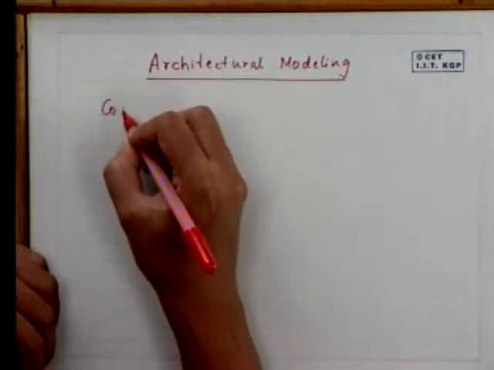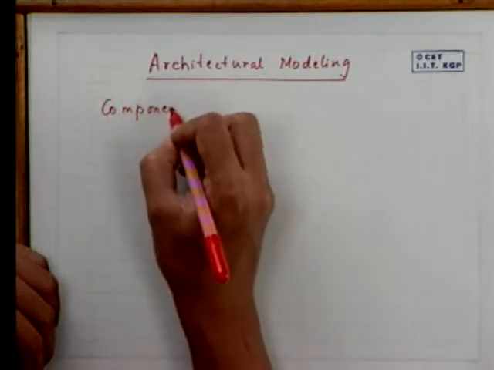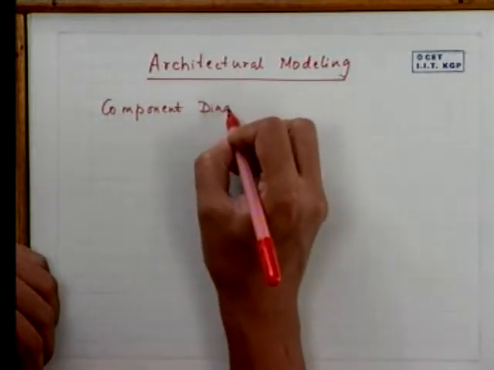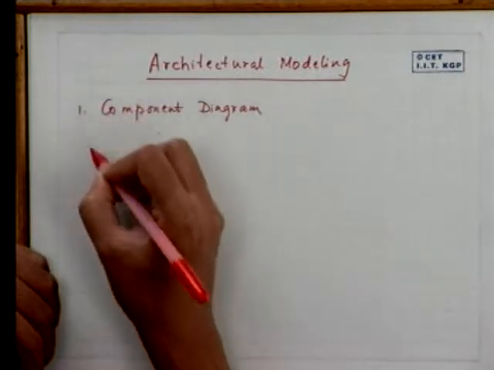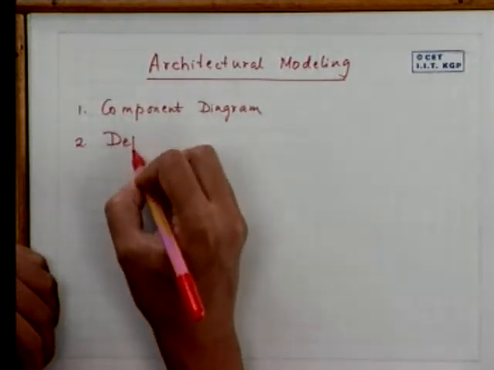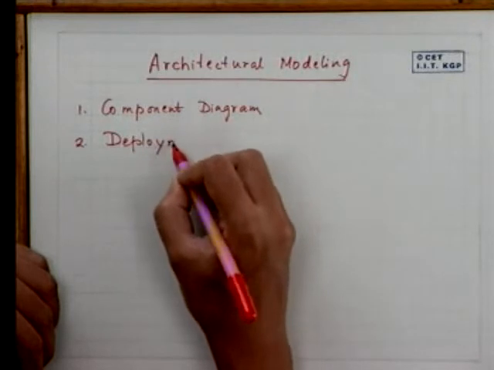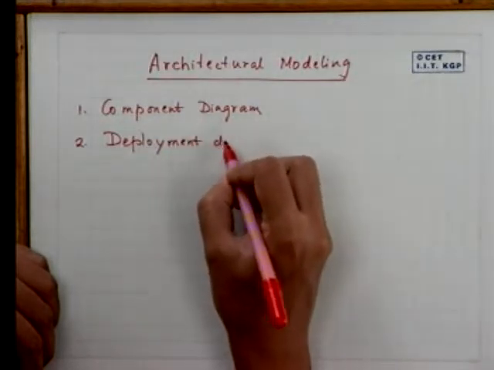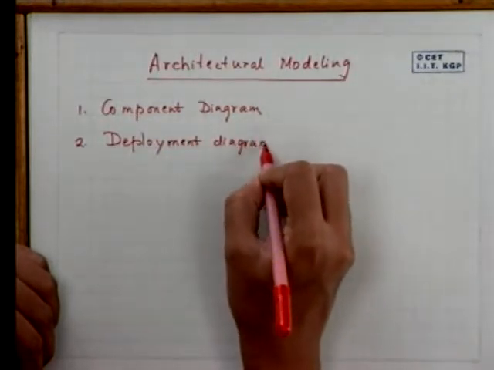There are 2 implementation diagrams in UML, and both are concerned with the physical system organization. These 2 implementation diagrams are the component diagram and the deployment diagram. Number 1, component diagram. Number 2, deployment diagram. They deal with the physical details of the system organization.